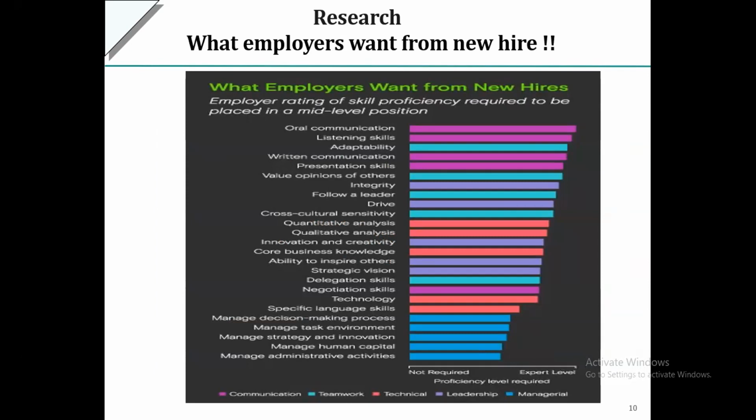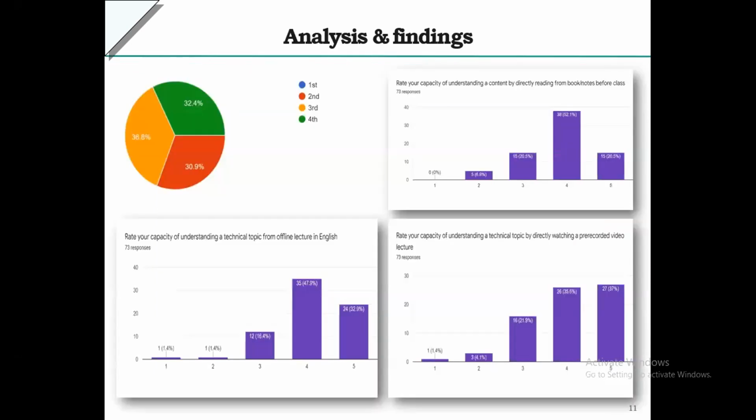So basically, you can again see the same things like oral communication, listening skill, adaptability, written communication. These are the primary skills, presentation skills they really want, followed by the other skills that should be there as a basic skill.